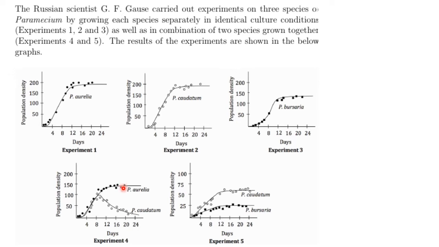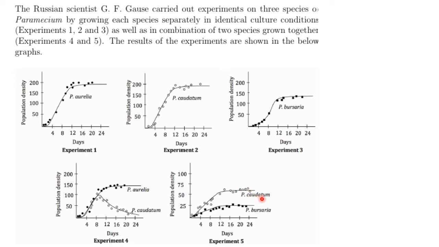Now when he grew Paramecium aurelia and caudatum together, he found that the Paramecium caudatum declined to extinction when grown with Paramecium aurelia. Why? Because Paramecium aurelia and Paramecium caudatum shared the same realized niche, and Paramecium aurelia outcompeted Paramecium caudatum for the food resources. That is why Paramecium caudatum population density has declined and that of Paramecium aurelia has increased.